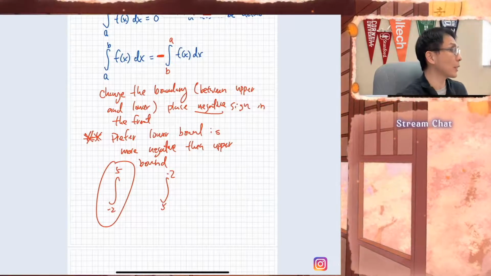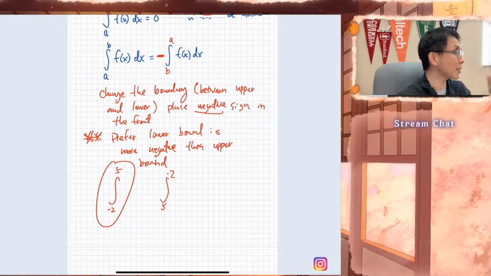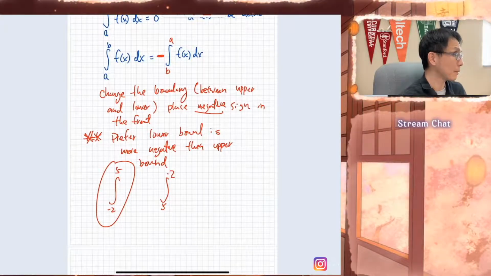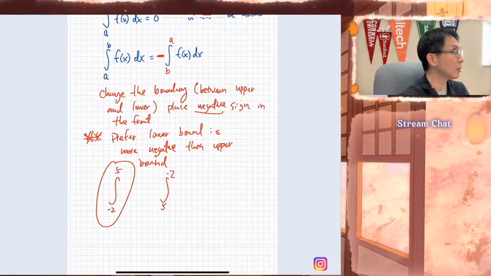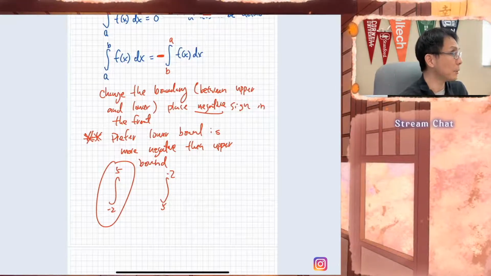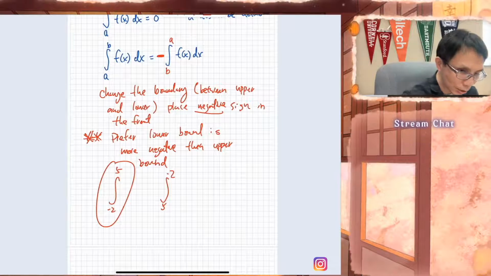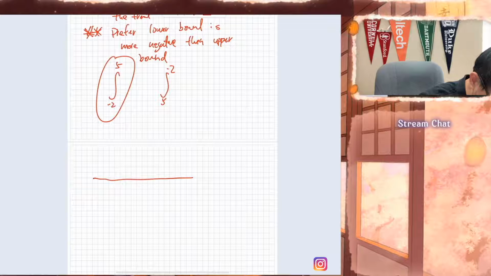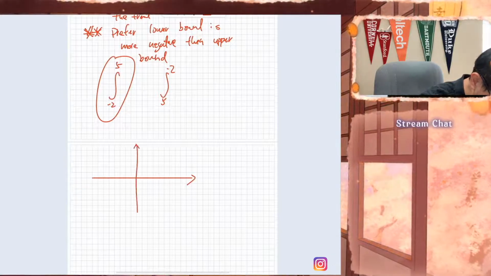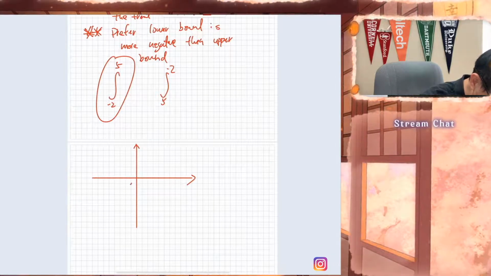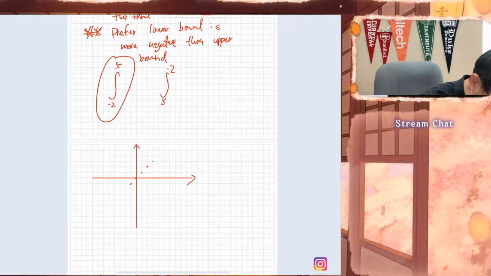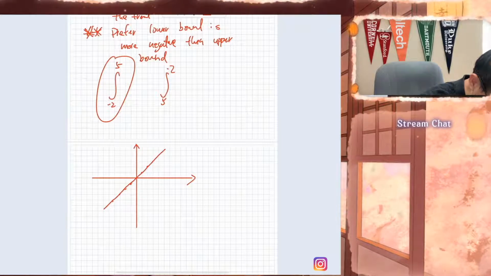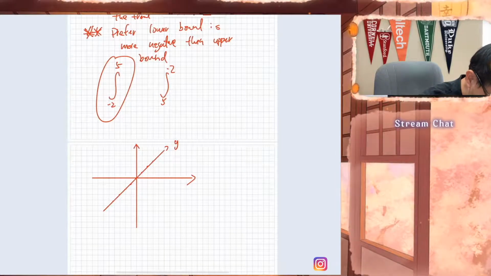Because all I gotta look at is whether the graph is above the x-axis or below the x-axis. I can tell if it is negative or positive. Yes, integral can be negative. Area is positive, I understand. So I'm gonna show you what happened here. If I have this graph, y equal to x, like this.